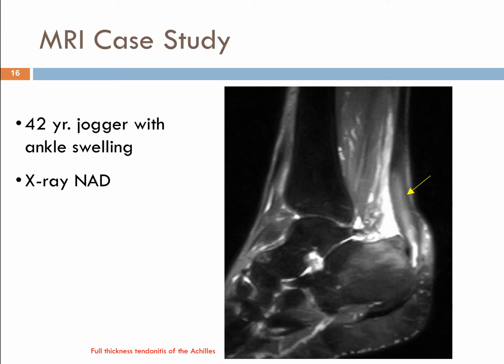This is a jogger with ankle swelling. You can see the Achilles tendon. It should be nice and black like it is proximally, and then you can see that as you go further and further distally where the arrow is, the signal in the Achilles tendon is getting higher and higher. That's because you've got blood and inflammatory exudate products that are creating that signal. There's a full thickness tendinitis of the Achilles tendon at the site of attachment to the calcaneum.